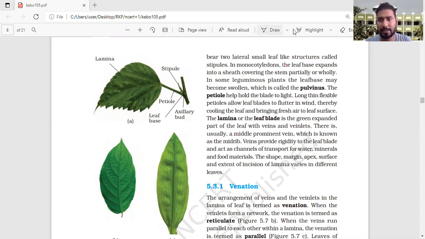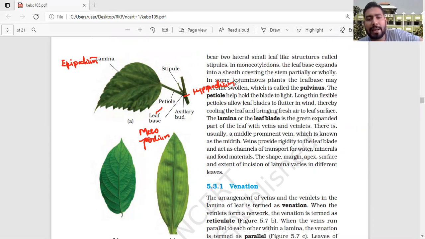They have three different parts. The first one is the lamina. Lamina is also known as the epipodium. The petiole is known as the mesopodium. And the leaf base is known as the hypopodium. Clear? Epipodium is the lamina, mesopodium is the petiole, and hypopodium is the leaf base, from where the leaf arises.